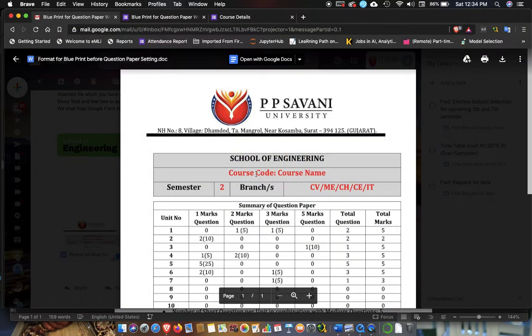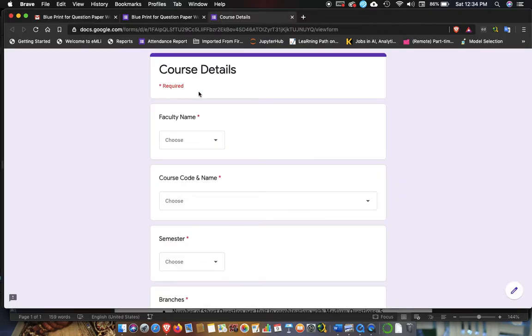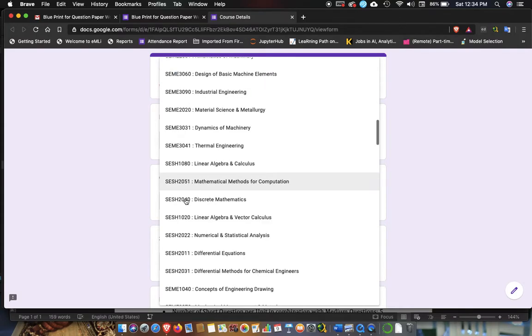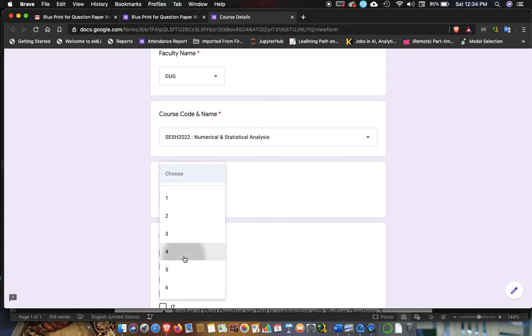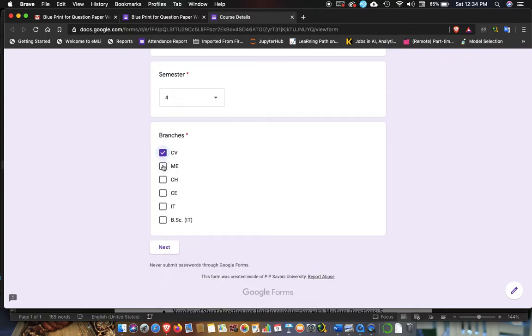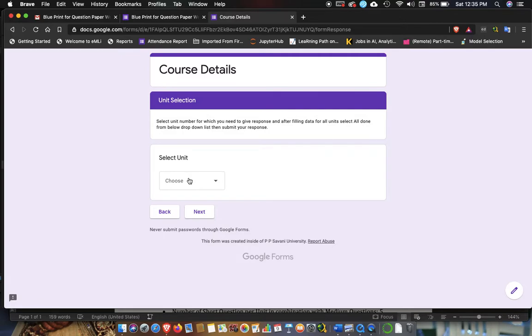Now come to the next part, the submission of the Google form. For submission of the Google form I will add the basic details. This course is for semester 4 and is for the branches civil, mechanical and chemical. Now next, in this section an intro description is given: select the unit number for which you need to give a response. After filling data for all units, select All Done from the drop down list, then submit your response. So first of all I will select unit 1, click on next.